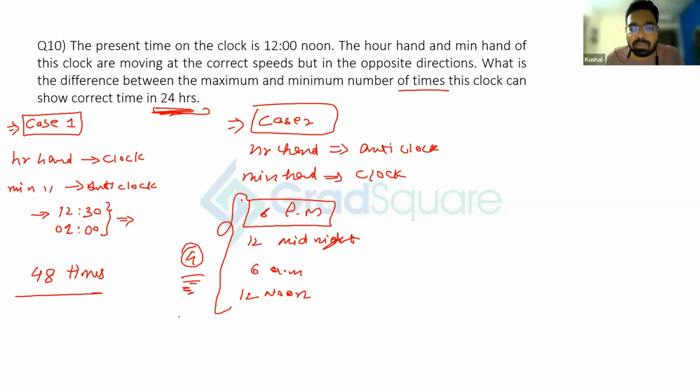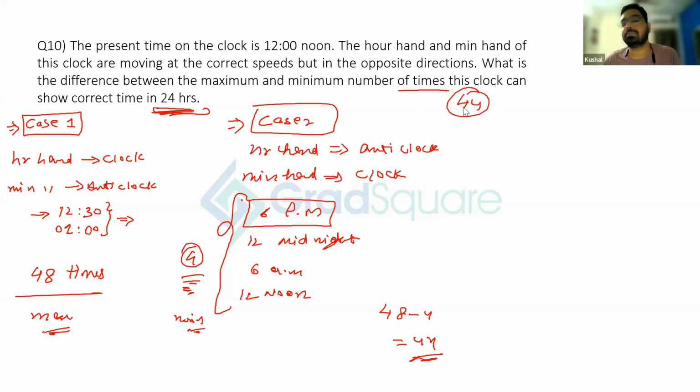4 times. This is your minimum number of times it will show the correct time, and this is your maximum number of times that it can show the correct time. What is the difference between the two of them? 48 minus 4, that's going to be 44 as the answer of this question. Any doubts, anyone? Any part of it that you are not clear with? Can you explain the part 2 again?